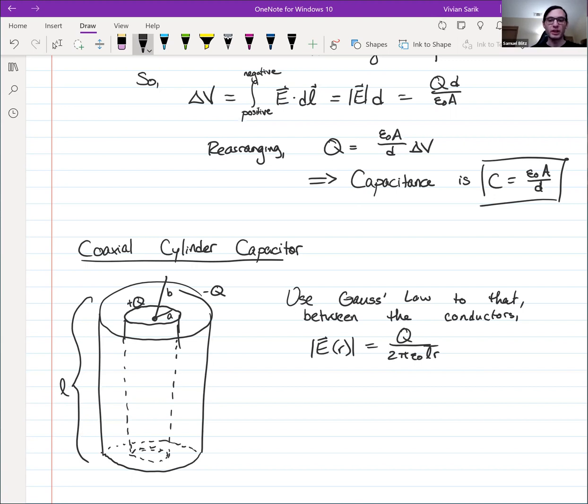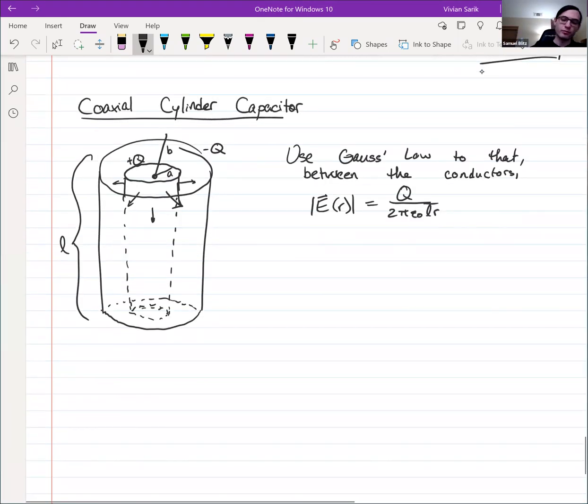Just use a Gaussian cylinder between the two at some distance R, and then the enclosed charge would just be Q, and the area would be 2 pi RL, and then it's just a matter of solving. And it points straight out because these are conductors, right? So now because the electric fields do point straight out, perpendicular to the surface, computing the electrostatic potential difference is easy. It's just like before. It's just a product rather than an integral.